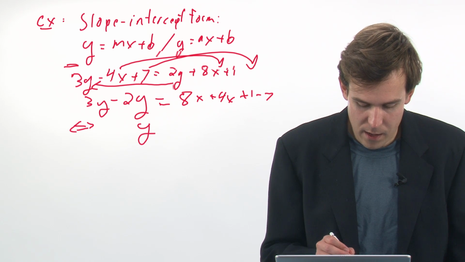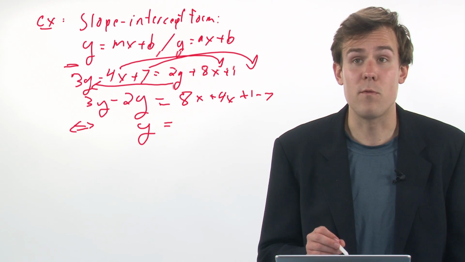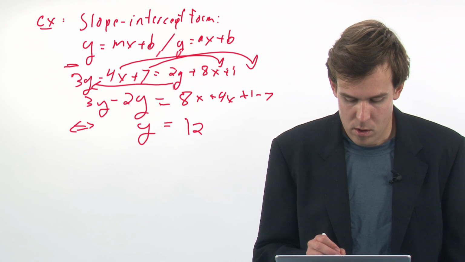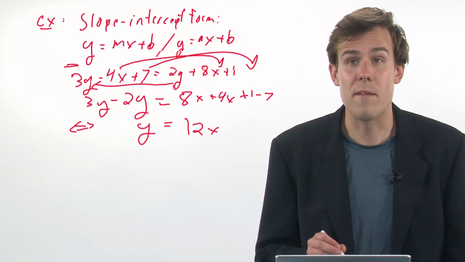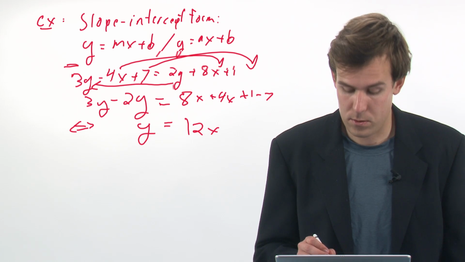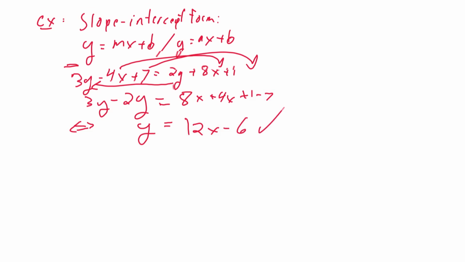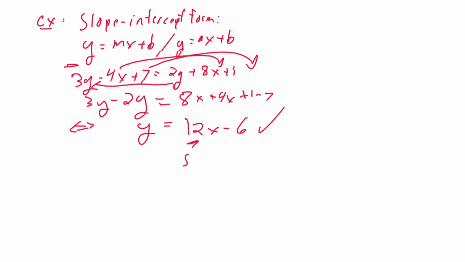I have y equals 8 plus 4 is 12x, and 1 minus 7 is minus 6. So this is the equation in slope-intercept form. Again, I have the slope here, the coefficient on x, and the intercept here.